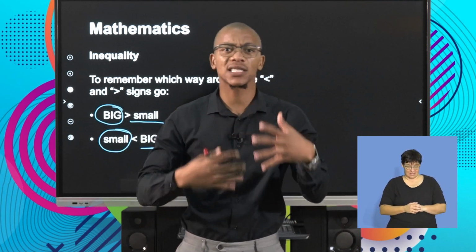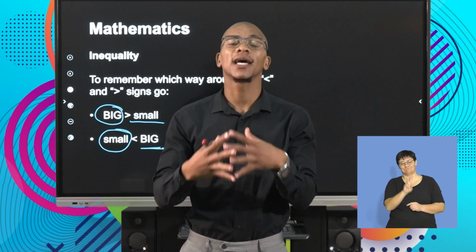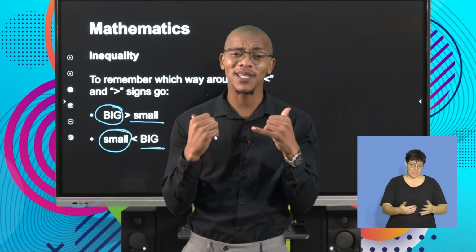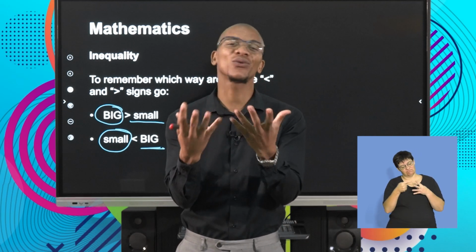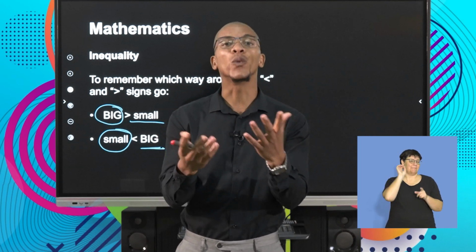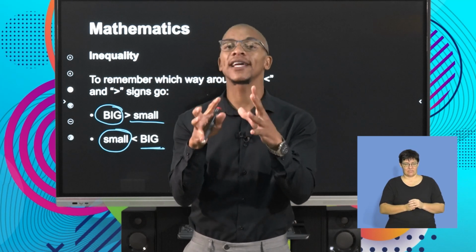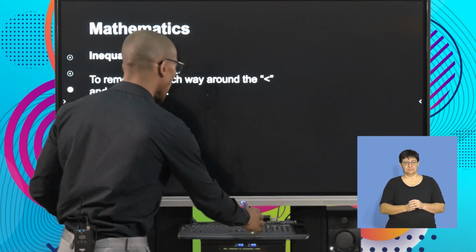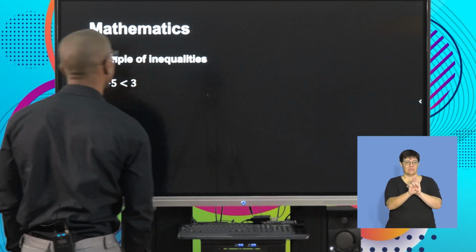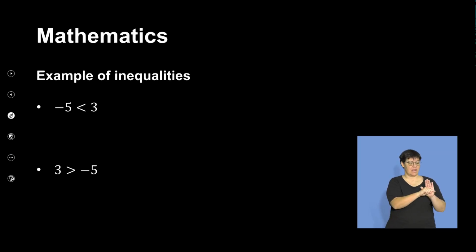So those are just things that we will be looking at as a frame of reference for this particular. So that's just one of the ways you can remember which direction the sign goes in. Now, in terms of typical examples, I have -5 is less than 3. Remember, wherever the sharp point is, means it is the small number. Wherever the inequality is opening to is the big number.